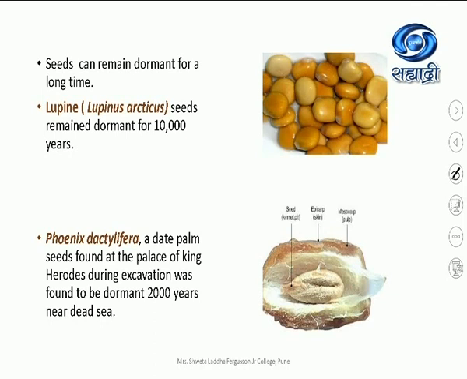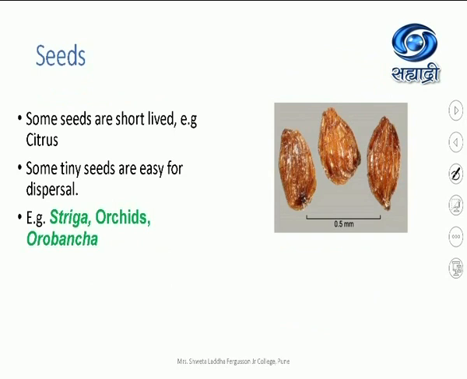So it is possible for seeds to remain dormant in the land without getting decomposed for many, many years due to some reasons. You remember these names? Lupine, Lupinus arcticus, Phoenix dactylifera. Lupinus arcticus was dormant for 10,000 years, whereas Phoenix dactylifera was dormant for 2000 years. Pictures are not given in our textbook, but these pictures will make it easy to remember the names.